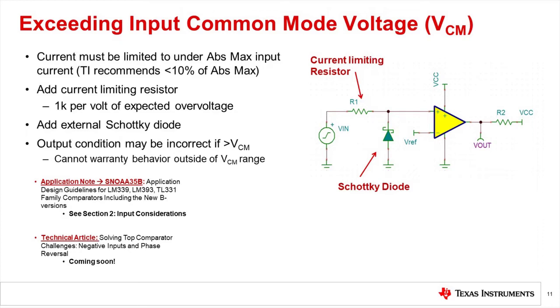But this method of current limiting and adding a Schottky diode is just a technique that you can use to prevent damage as well as phase reversal. We have an app note that goes over this in a lot of detail, specifically for the LM339 family. We also have a technical article coming out soon that talks about negative inputs and phase reversal. These are great resources to look at if you're ever running into issues with common mode voltages.